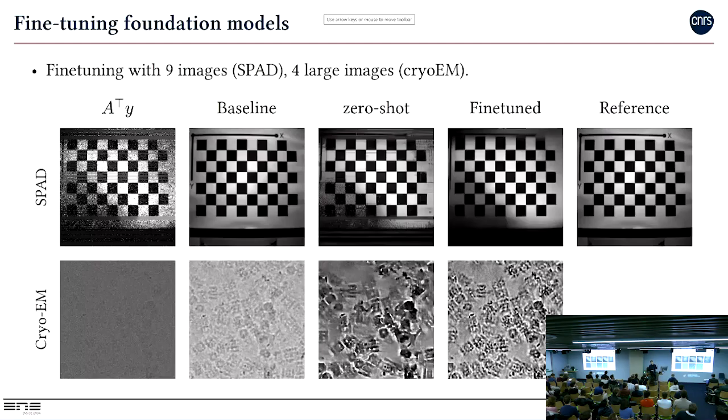And the thing that is very interesting here from a practical perspective is that once the model is trained, the fine-tuning can be done on very small data sets. So here, I just had nine SPAD noisy and incomplete images. And for the second one, I had 4K by 4K pixel cryo-electron microscope images. So a relatively mid-sized data set. And once you are pre-training, it takes maybe in the order of minutes to do. So it's relatively cheap.